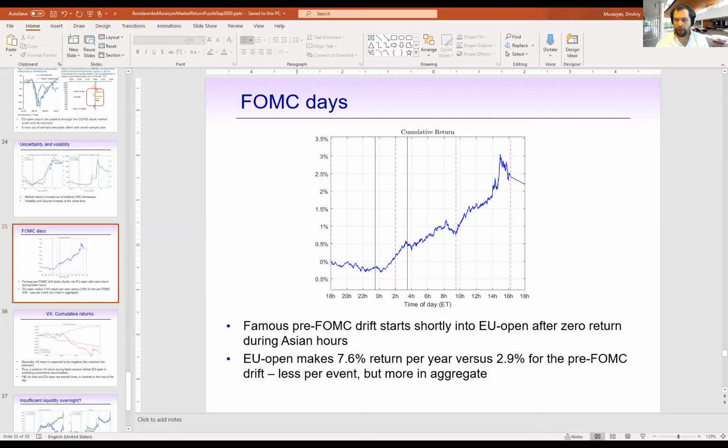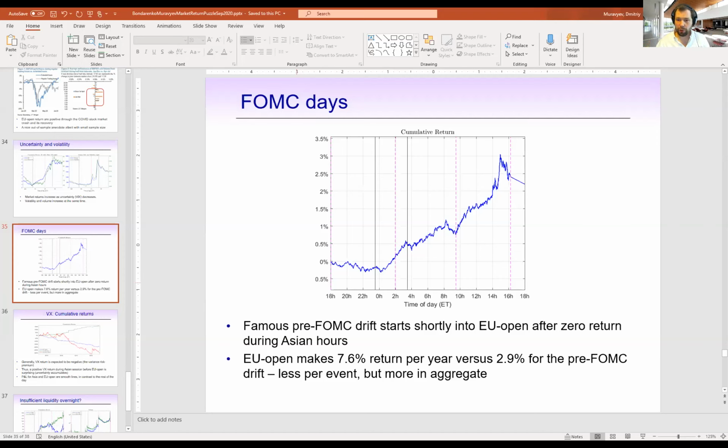So EU Open actually adds up to 7.6%. FOMC is about 2.5%. So what we think is that these are 2 separate puzzles that speak to why equity premium is positive sometimes and 0 otherwise. We don't find a direct connection here, but maybe it's a good idea for a follow-up paper.